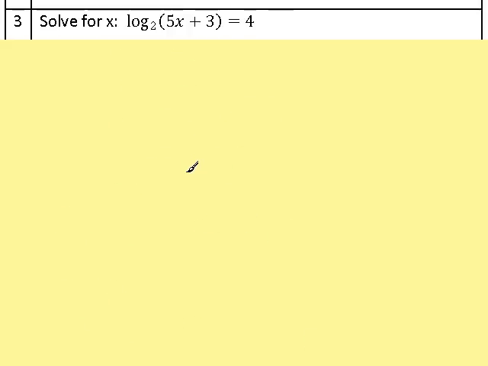In number 3, we want to solve for x. We saw this type of problem before. We're just going to change this to an exponential. Base 2 to exponent 4 is equal to 5x plus 3. That is 16 is equal to 5x plus 3. And just subtract 3 from both sides. 5x is equal to 13. Divide by 5. x is equal to 13 over 5.